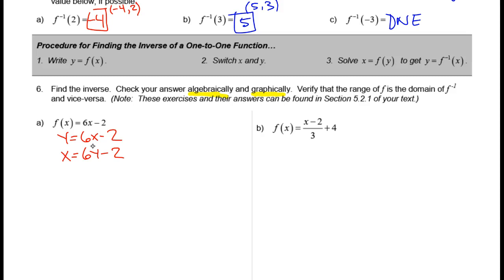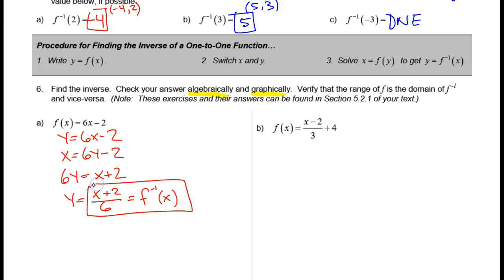We're going to do that by adding 2 to both sides. So that's going to give me 6y equals x plus 2. I hope you don't mind that I automatically reversed sides of this because I want the y on the left. And then I'm going to divide by 6 on both sides. So I get y equals (x plus 2) over 6. And this is f inverse of x. It's just that simple, folks. So you're going to switch the x and the y, you're going to solve for y, and what you get is the inverse of the original.